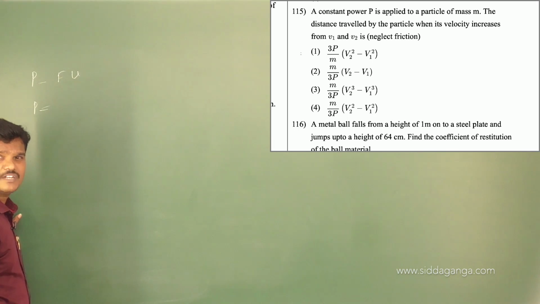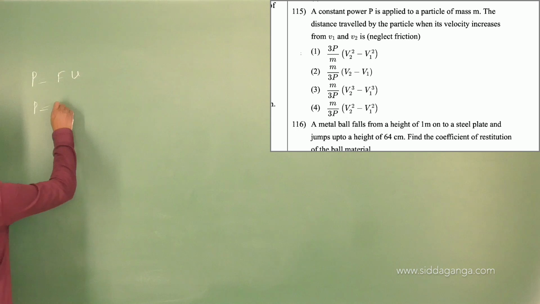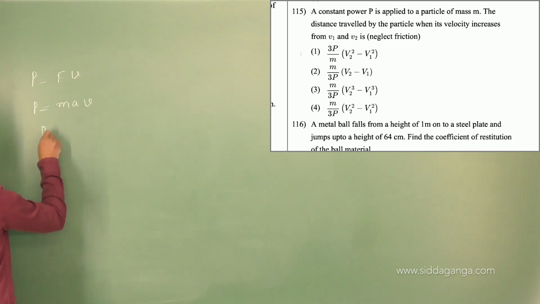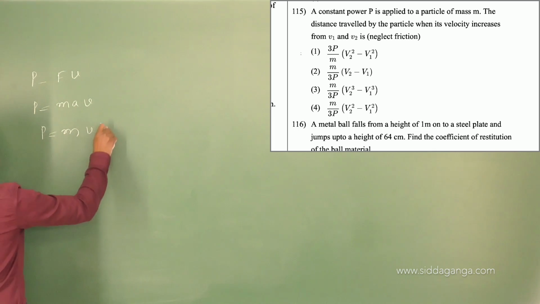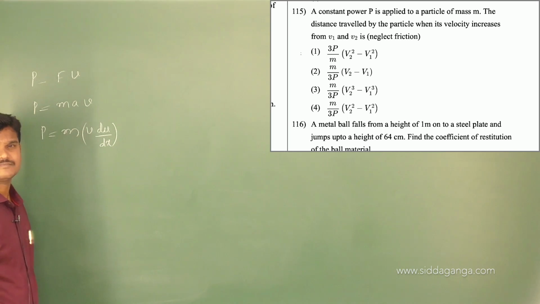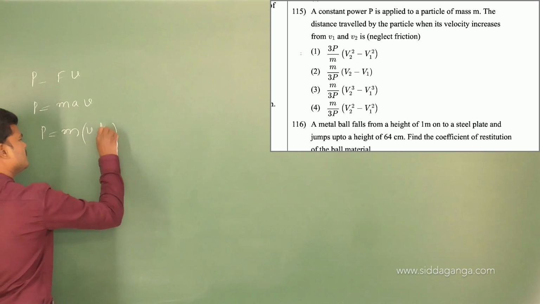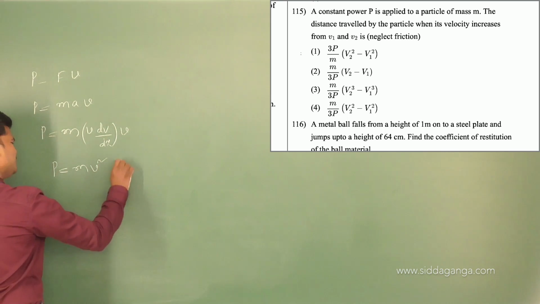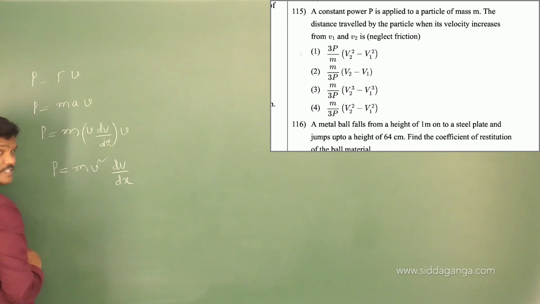The distance travelled by the particle when velocity increases from v1 to v2, velocity is changing here. Let me write the power or the force in different equations. Let me write this force as m a, so P is equal to m a v. What is this a? a is v into dv by dx, since acceleration is dv by dt, multiply and divide with dx. So power is equal to m v square dv by dx.